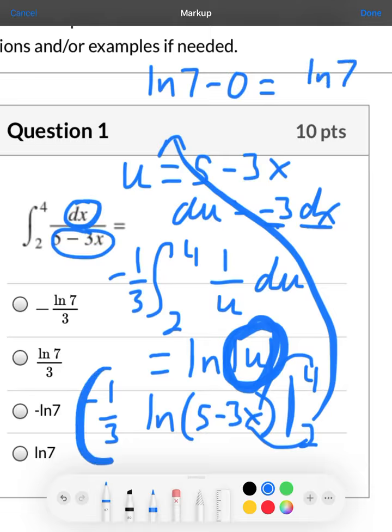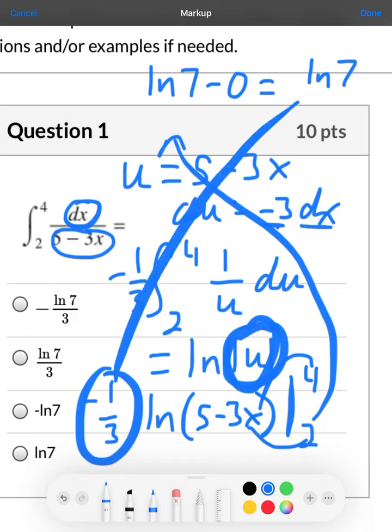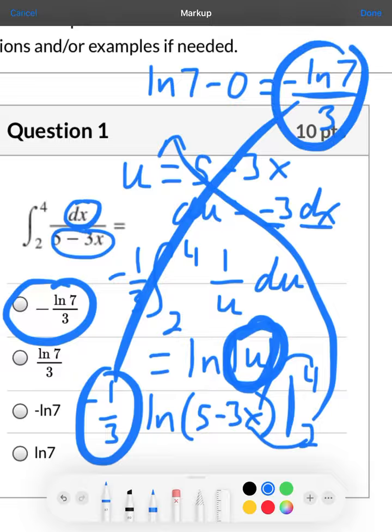And when you throw this negative 1/3 in there, you'll get the first choice, A. Because ln 7 times a negative 1/3 would just be that answer there. So it matches A. Okay?